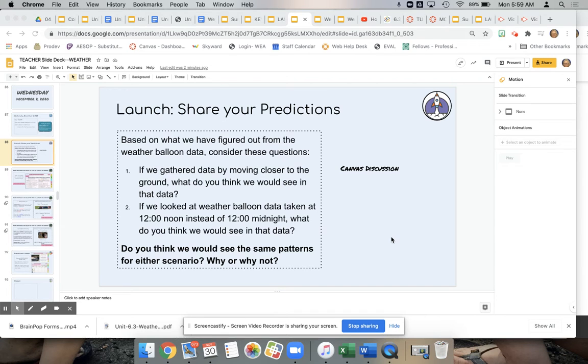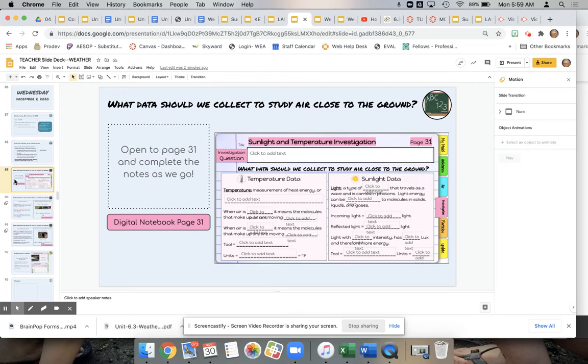Once students have had a chance to answer the question about predicting in the Canvas discussion, we need to get the investigation set up for them. So in order to do that, we need to ask students to think about what data we would collect to study air close to the ground.